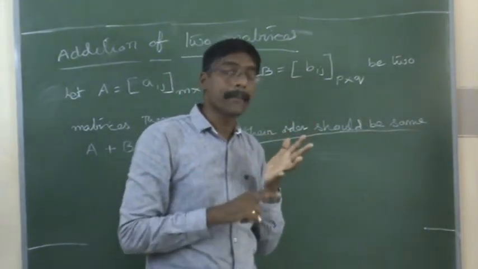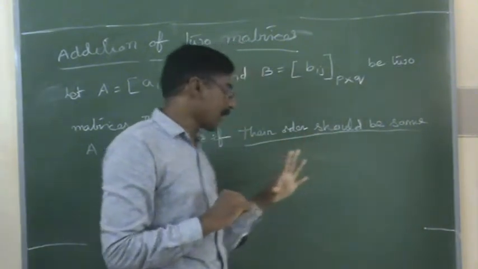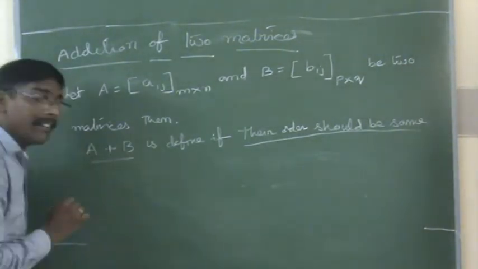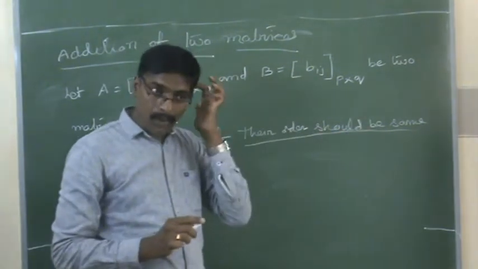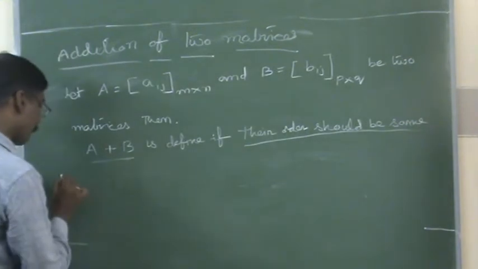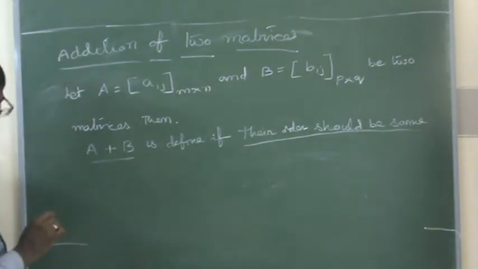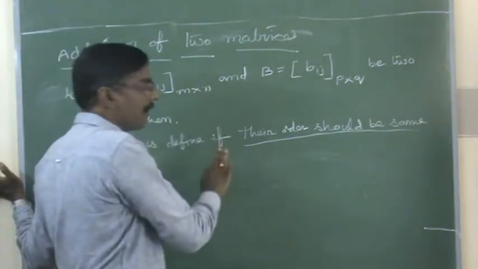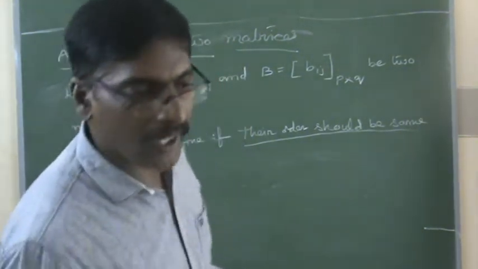Now how do we add the two matrices? That we will discuss further. This is the first condition: addition of two matrices is defined, and the condition is that their order should be the same. Now we have to take some two matrices and see how we add them. This is the condition of addition of two matrices. For example, how to take them.